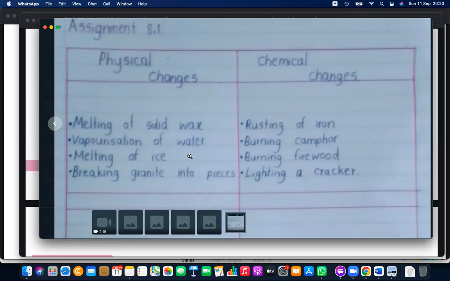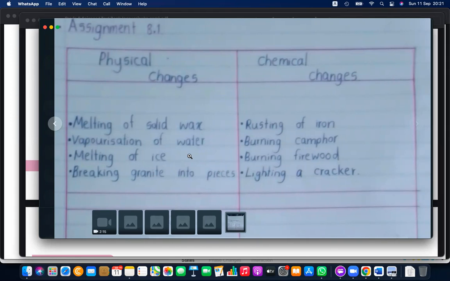Melting of solid wax. Still it is wax, right? Therefore you can call it a physical change. That is correct. Vaporization of water, yes. Still it is water. Melting of ice. Breaking granite into pieces. Still these are granite pieces, right? So all these are physical changes.